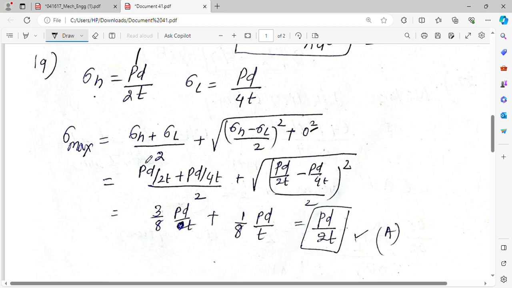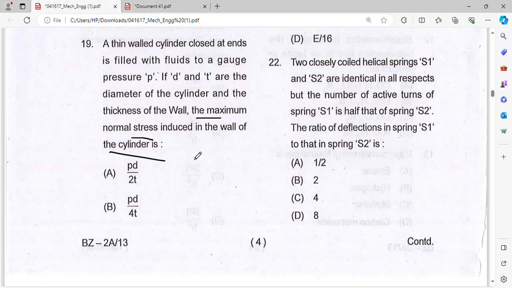So by putting the values PD by 2t and PD by 4t, we finally get the answer PD by 2t, which is option A, the correct answer. So PD by 2t, option A, is the correct answer for question number 19. Next question.